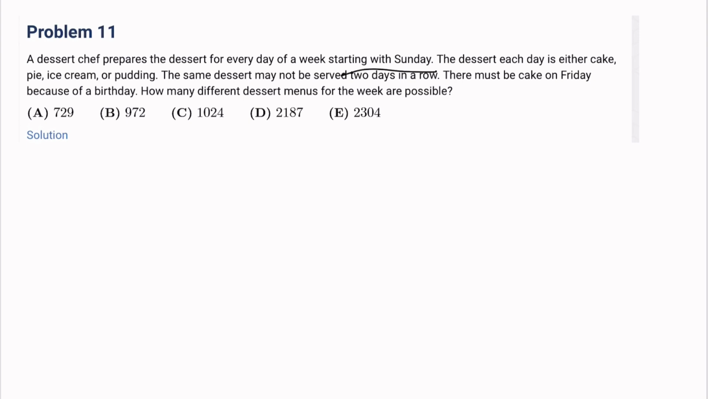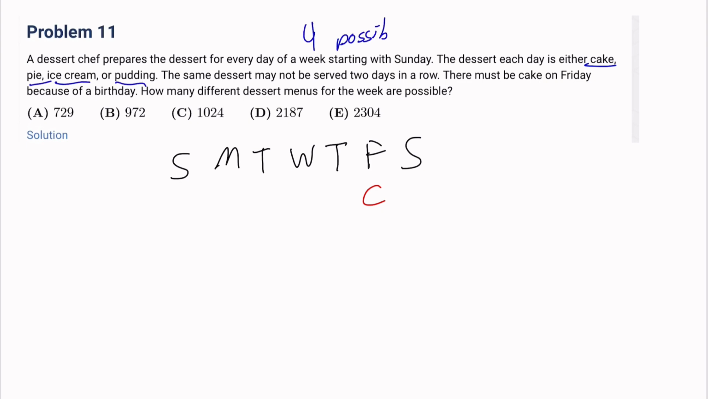Okay, so there's starting with Sunday, right? So Sunday, Monday, Tuesday, Wednesday, Thursday, Friday, Saturday, right? And there must be cake on Friday. This is a fixed value, right? And so there are 4 possibilities, but then the same dessert must not be served 2 days in a row. So if this is cake, then this must not be cake, and this must not be cake. So there are 3 possibilities and 3 possibilities. If this is fixed, then that will give us this should be 3 possibilities. By the same logic, 3 possibilities, 3 possibilities, and 3 possibilities.